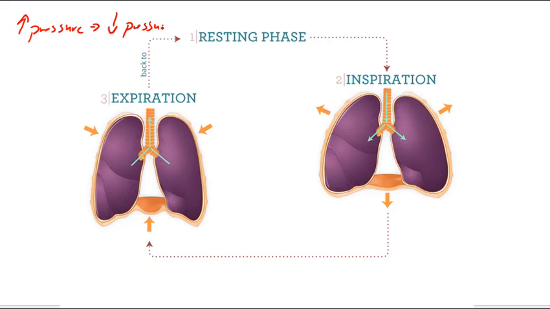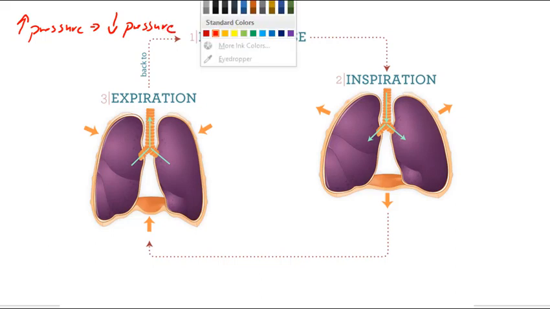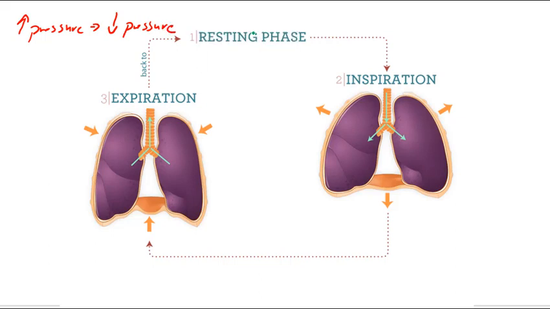We divide the ventilatory cycle into 3 phases. Let's start here with the resting phase. At this time, the air pressure in the atmosphere that surrounds us is equal to the air pressure in our lungs. That means there is no air movement.